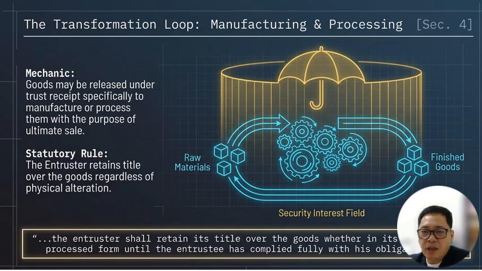The entrustor retains its title over the goods, whether in their original or processed form. This means that even as raw material is transformed into a finished product by the entrustee, the entrustor's security interest perfectly tracks that transformation. This retention of title remains completely intact until the entrustee has fully complied with his obligation under the trust receipt.